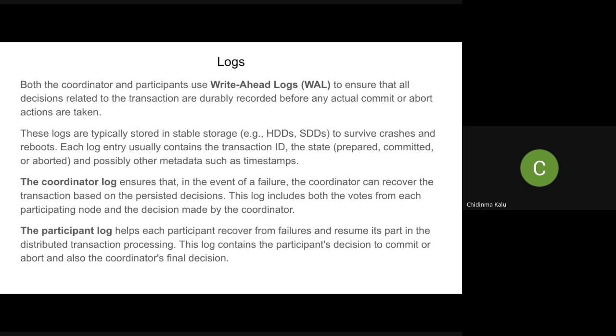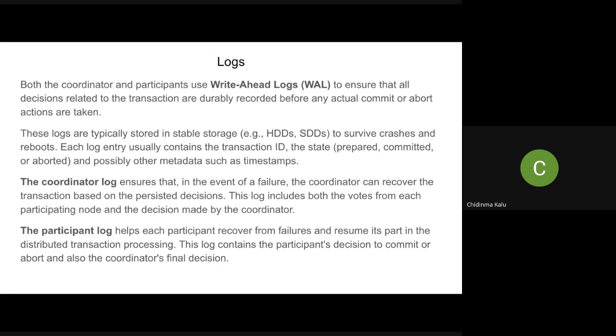The coordinator log ensures that in the event of a failure, the coordinator can recover the transaction based on the persistent decisions. The participant log helps each participant recover from failures and resume its part in the distributed transaction processing.